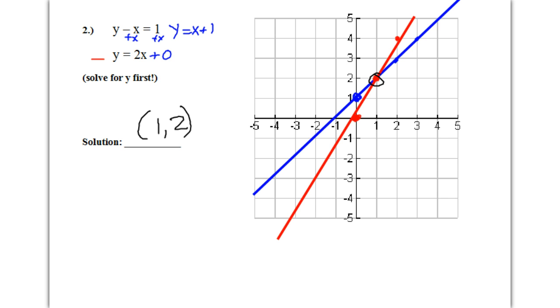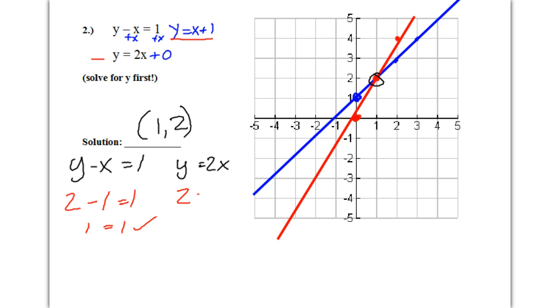We can plug them in and verify that they work for each equation. We have y minus x equals 1 and y equals 2x. I plugged them into the original equations; you could plug it into this one as well. y is 2, x is 1, and we see that 1 does equal 1. Then plugging in again, 2 equals 2 times 1, and that's true also. So algebraically we verified that those work out.